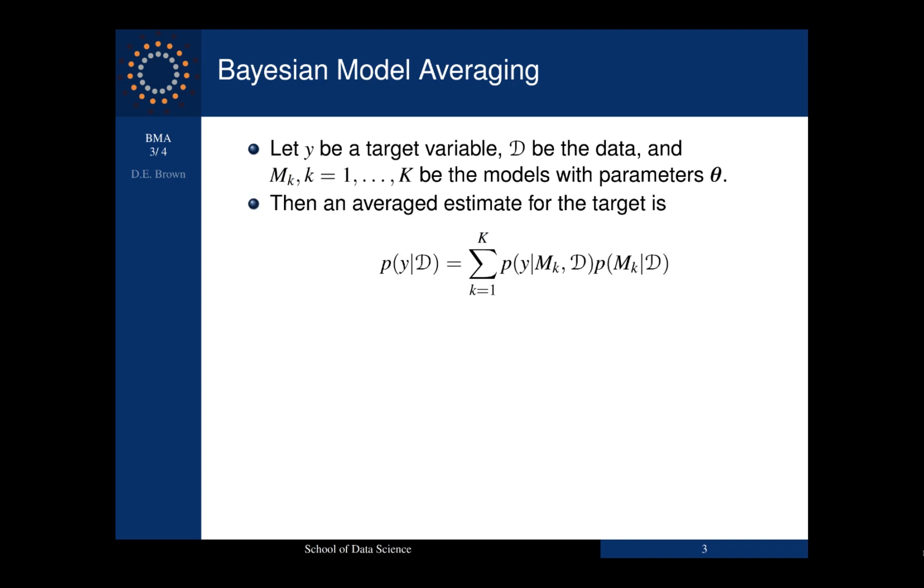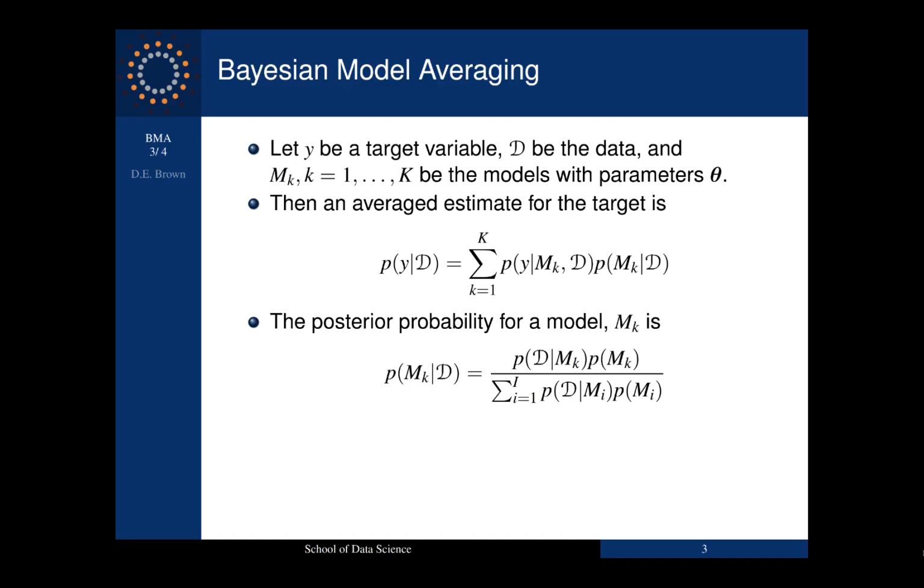So an average estimate for the target, quite simply, is just taking each of these models and looking at the probability of a particular outcome, y, given that model, and then using our posterior for the model, given the data, as the weighting. So we're weighting each one of the predictions from each one of the models, the y that's predicted from each model M_k, by the posterior distribution for model k.